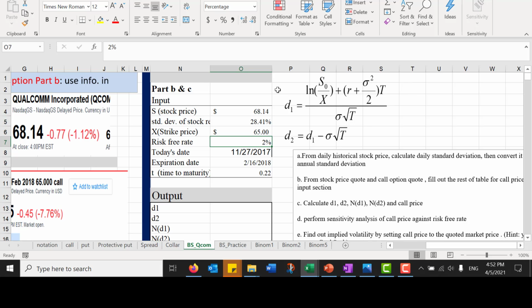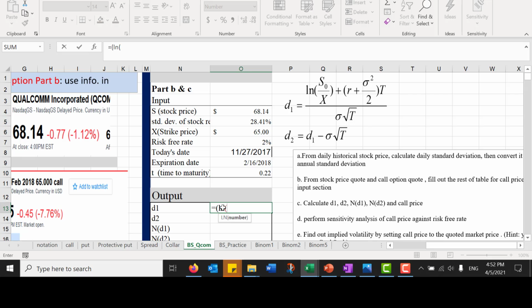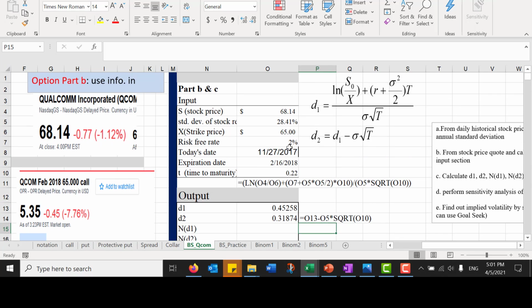We have all this information. So what we're going to do is fill out part B and compute the stock price at daily frequency, calculate the daily standard deviation, convert to annual standard deviation, then finish the rest of part B. Then compute D1, D2, call price, part D sensitivity, and implied volatility. Okay, ready? So task number 1, daily standard deviations.